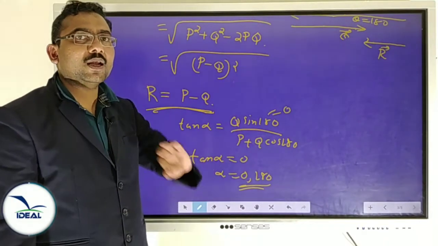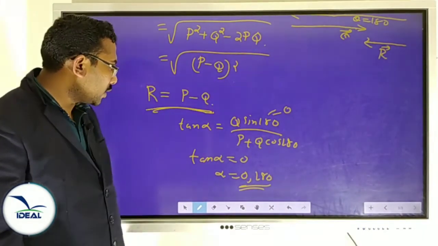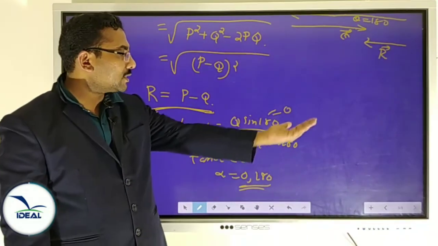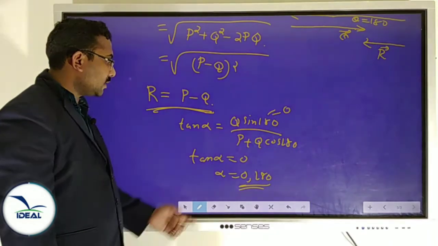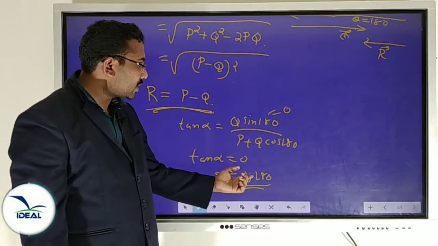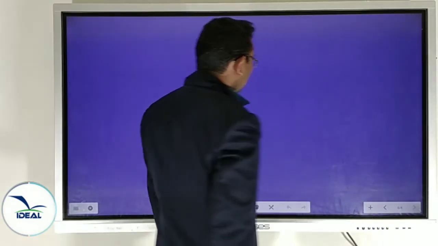If the bigger vector is towards the right, then the resultant is also towards the right. If the bigger vector is towards the left, then the direction of R is also towards the left. That is alpha equal to 0 or 180 degree. This is the second case.